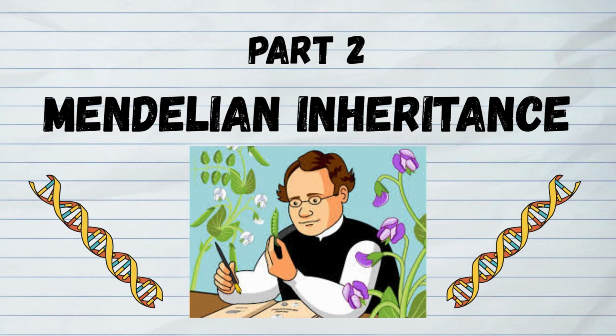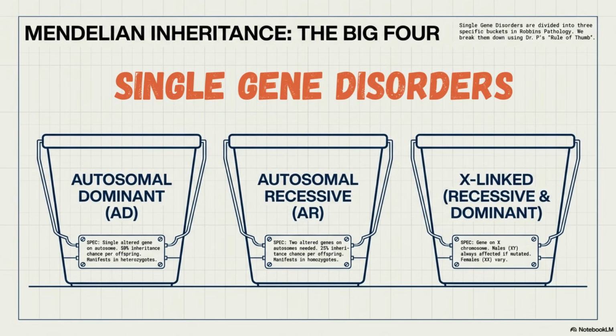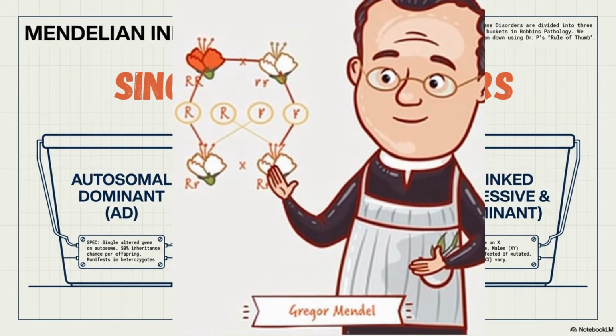Part 2. Mendelian Inheritance, the Big Four. Now let's talk about single gene disorders. In Robbins, these are divided into 3 buckets: autosomal dominant, autosomal recessive, X-linked, recessive and dominant. Let's break them down using my rule of thumb system.